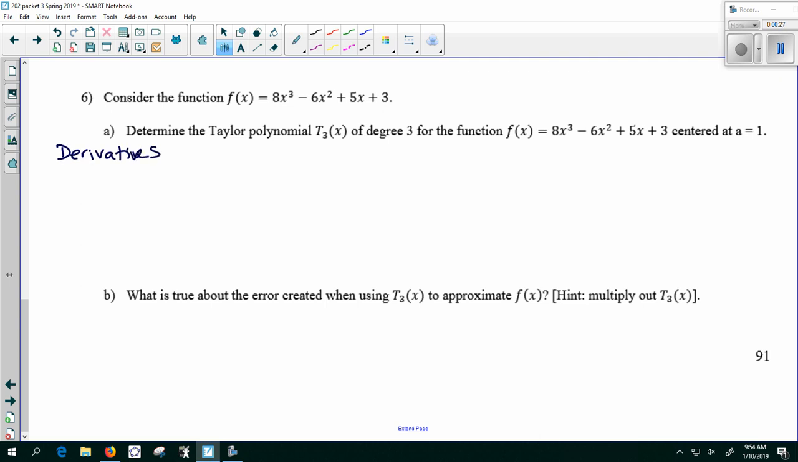So we start with derivatives at x. Then we have derivatives at the value we're centered at, so we're going to have 1 in this case. Then we have the coefficient. And then we have the power on x minus a.